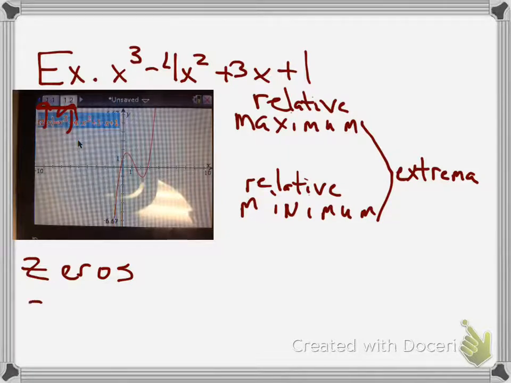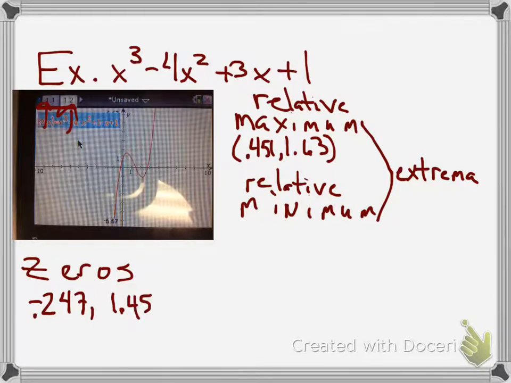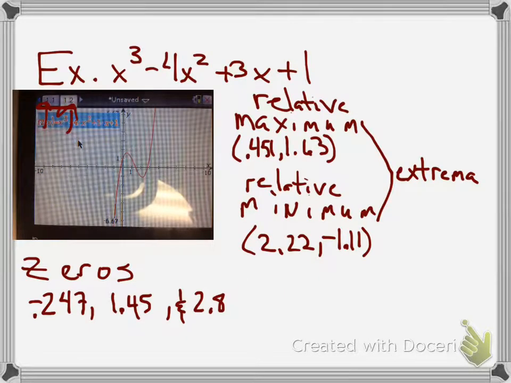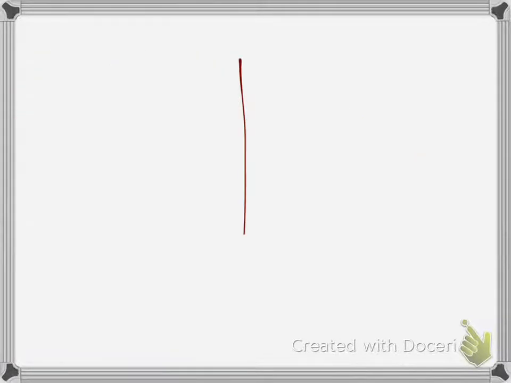Press menu 5-1 on the calculator, and then just start looking for them. It'll tell you the first zero is negative 0.247, and then I found my relative maximum at 0.451, 1.63. Then the next zero happens at 1.45, and I'm going down in that direction. Then I would have the minimum at 2.22, negative 1.1. This is all information the calculator gives you. And then finally, the final zero at 2.8. So basically I went from left to right and worked my way around and found points as it gave them to me. Nothing very complicated here.